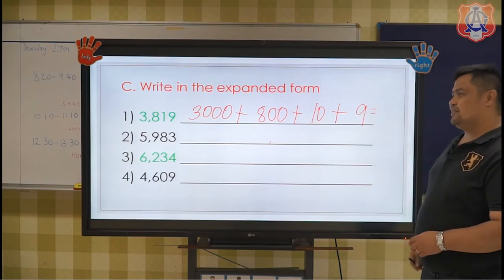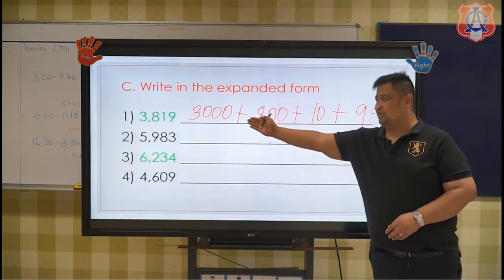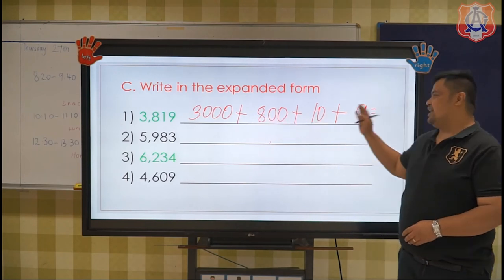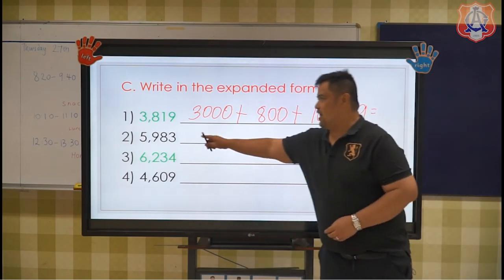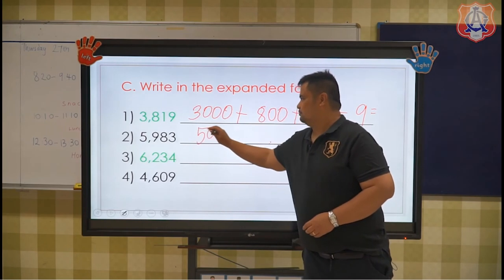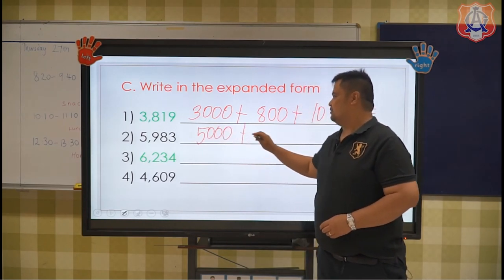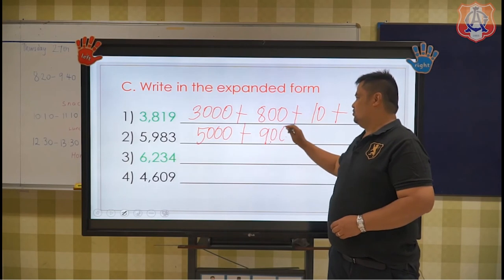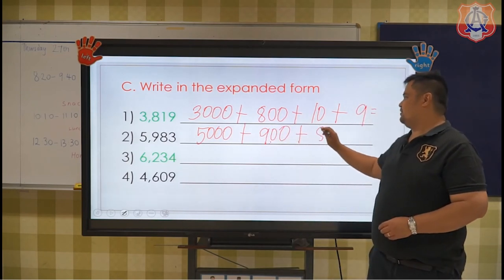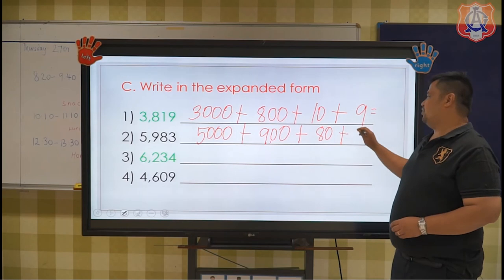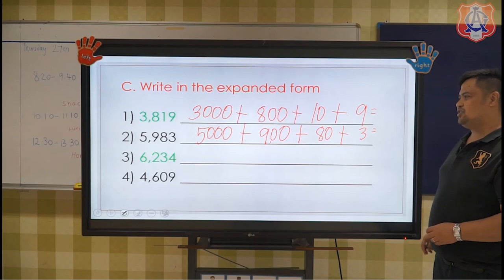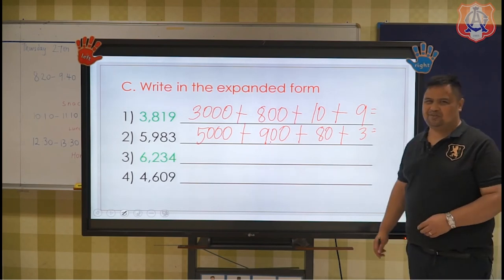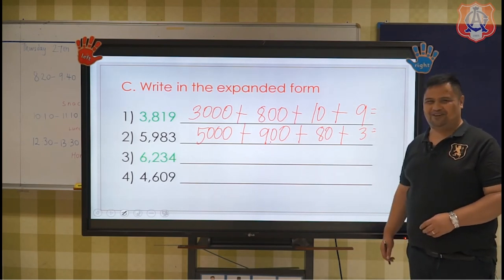So if you add the same thing, that would give you the same result, 3,819. I'm going to do the last example, and I want you to do the last 2. 5,000 plus 900 plus 80 plus 3, which will give you the same answer, 5,983. I'll give you time to answer questions number 3 and 4.